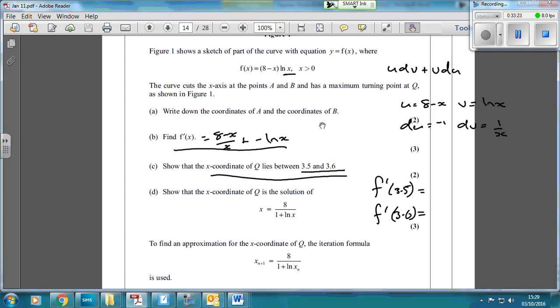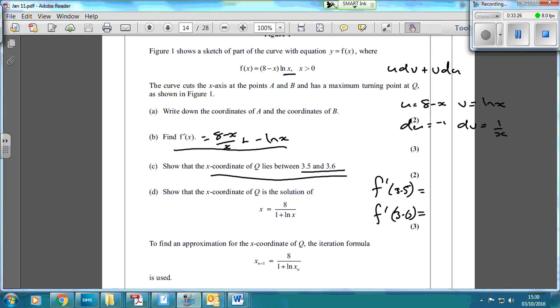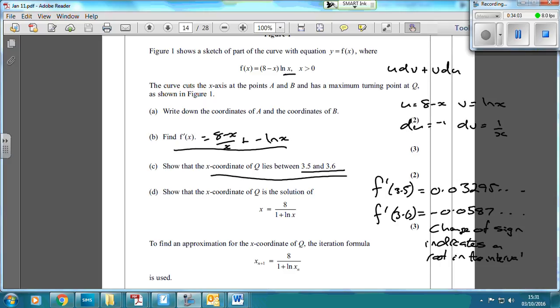If we just put that into the calculator, again something I'll do on pause. Okay, substituting in 3.5, you get 0.03295... Substituting in 3.6, you get minus 0.0587... So therefore you need to say change of sign indicates a root in the interval 3.5 to 3.6.